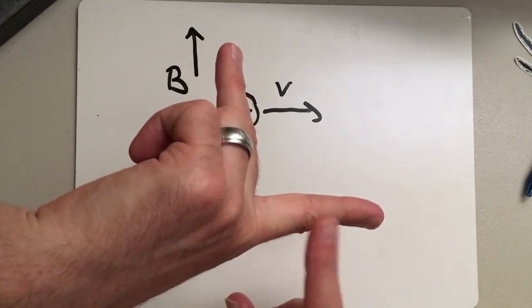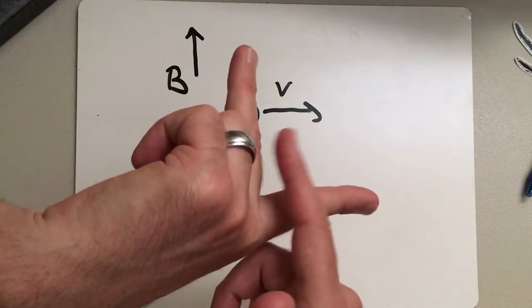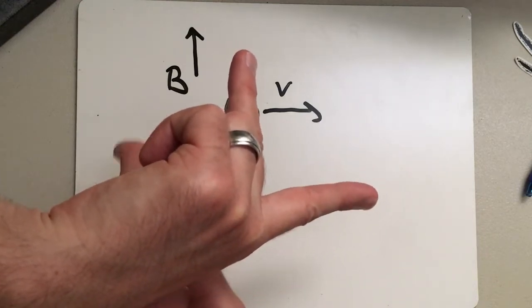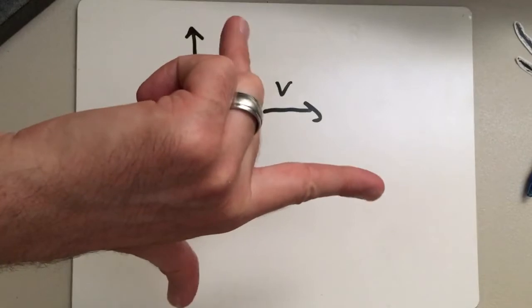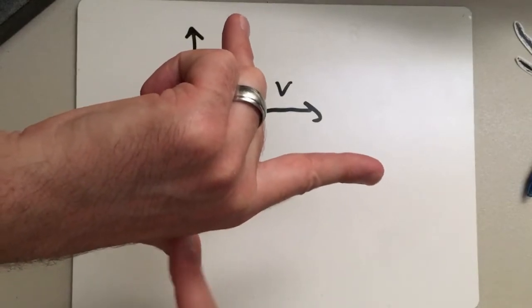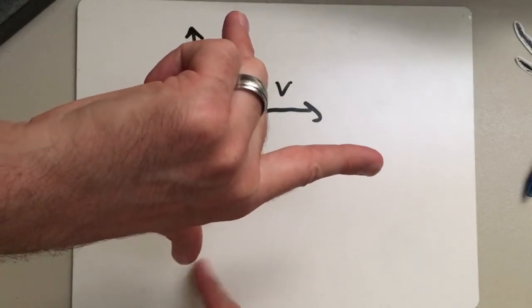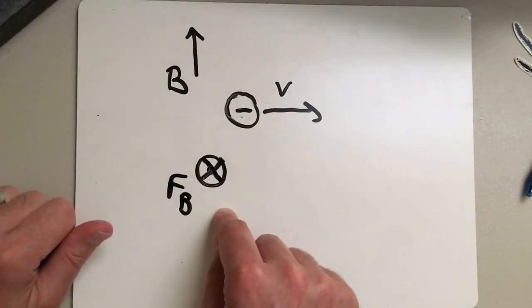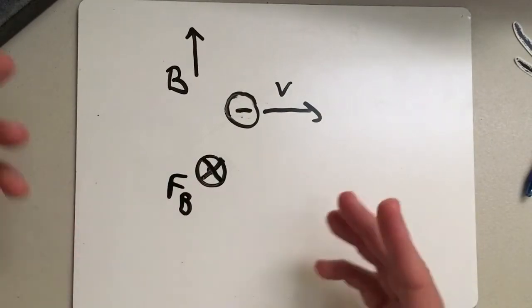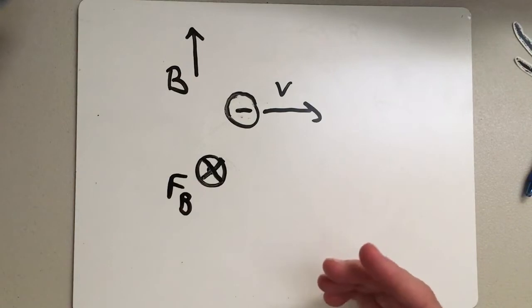There we go. The index finger is now in the direction of velocity, the middle finger is pointing straight up, and you can't see it very well. There we go, that's about the best I can do, but you can see the thumb is pointing straight down, which is the direction of the magnetic force. So that's the right-hand rule for charged particles.